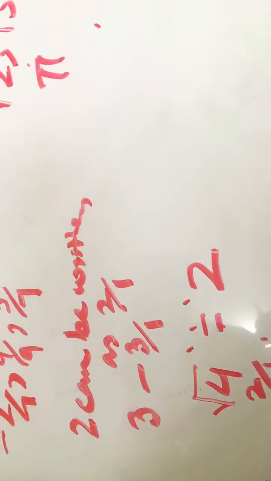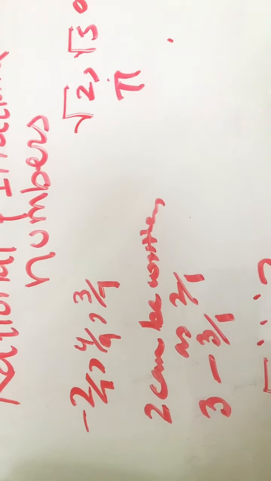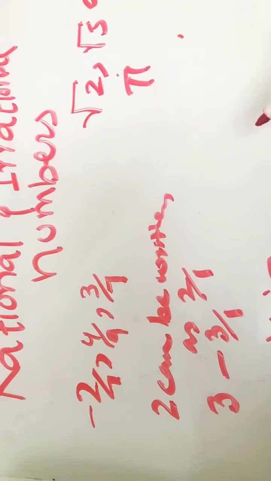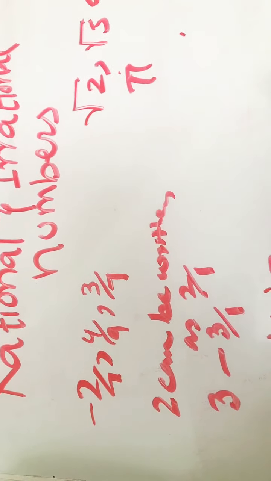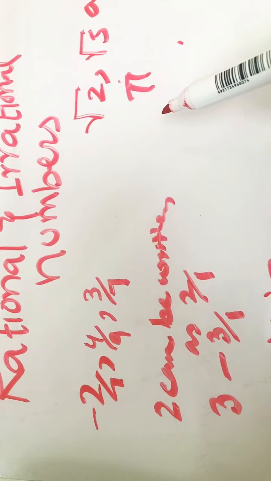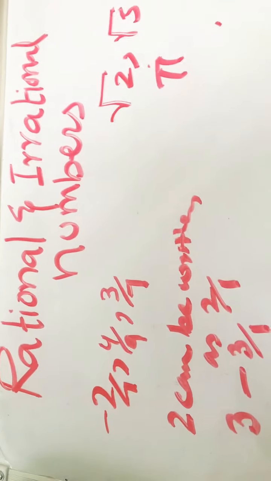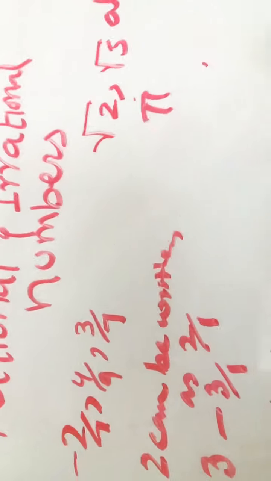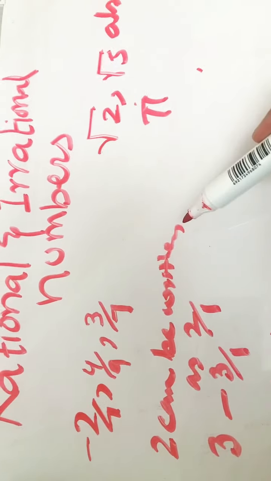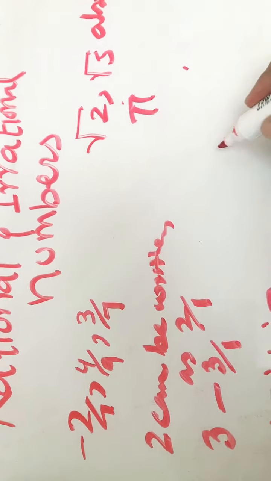So, the main difference between rational and irrational numbers is that rational numbers can be written as the ratio of two integers, but irrational numbers cannot be written as the ratio of two integers. And one more thing I just want to add here: if you add the rational numbers and irrational numbers, then you will get the real numbers.